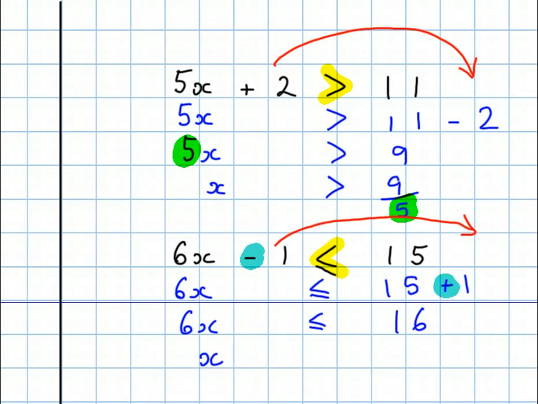And we finish off, as I said in our first example, take the coefficient of x and put it beneath the number on the other side, 16 over 6. Now we should be able to spot that there's a common factor. The common factor is 2. So we're going to divide that to get 8 over 3. x is less than or equal to 8 over 3. Let's look at one more.